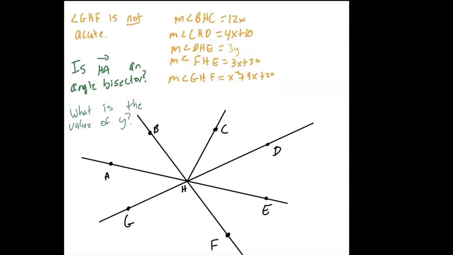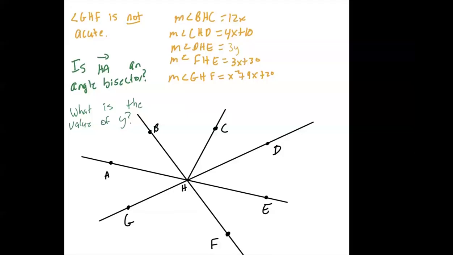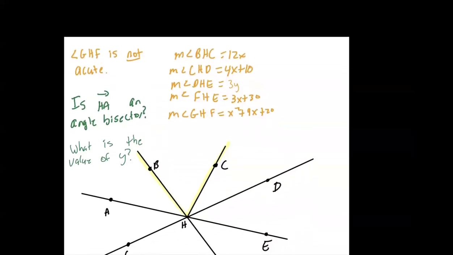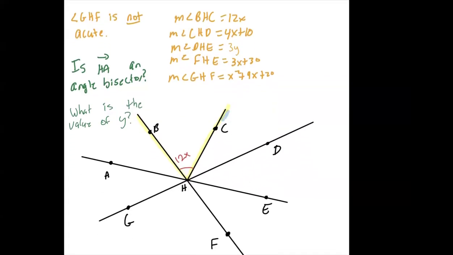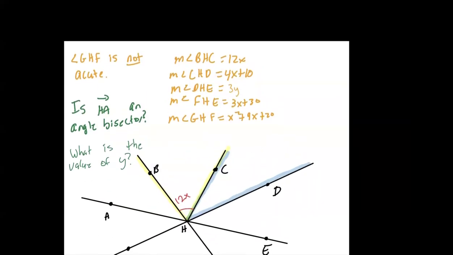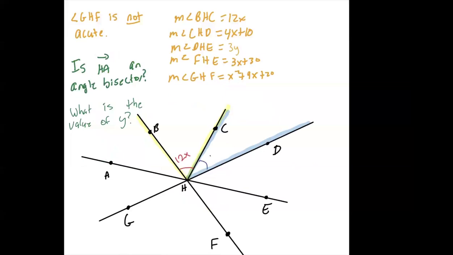I will highlight angle BHC, and highlighting and labeling really helps. BHC was 12x. So this section right here is 12x. And then next one is angle CHD, which is 4x plus 10.